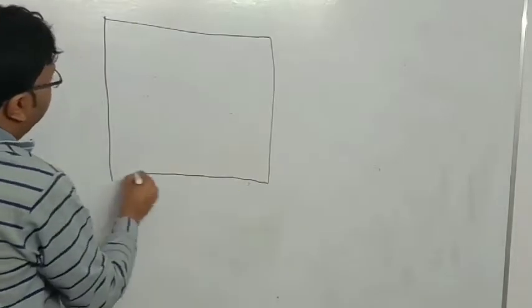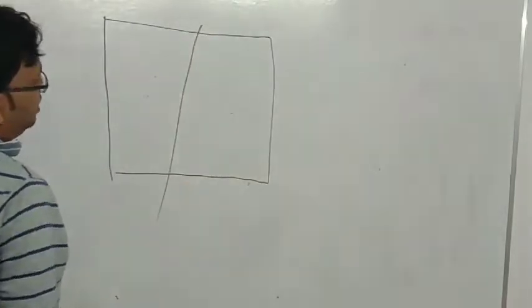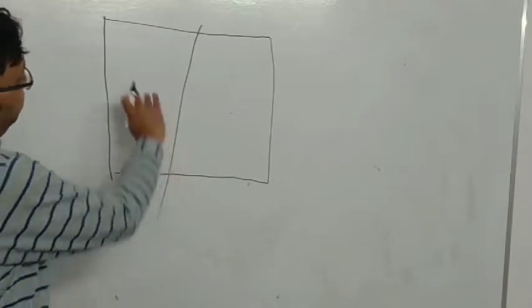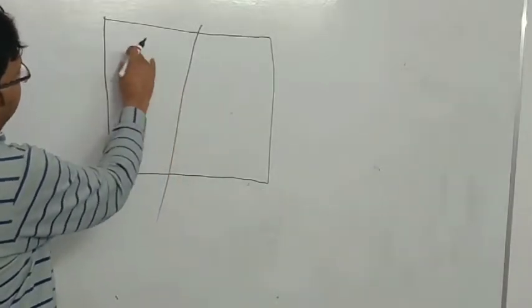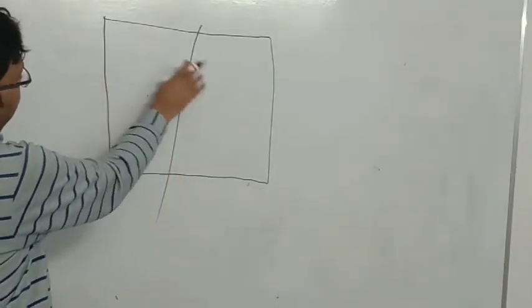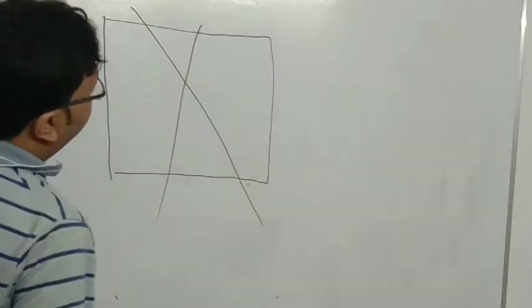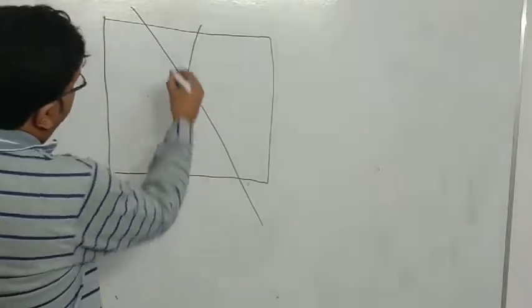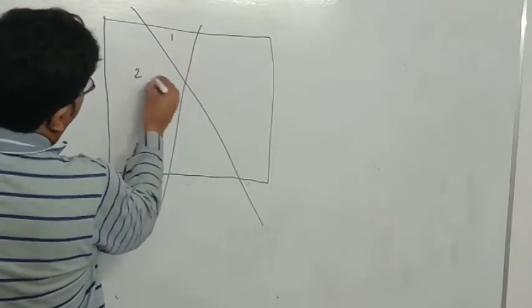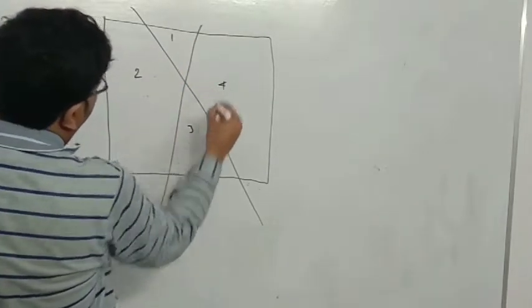Let it be a plane and I am drawing one line. The line will divide the plane into two portions. So, there exist two zones. It is 1 and it is 2. If I draw another line, then how many portions are there? 4 portions. Zone 1, zone 2, zone 3 and zone 4.